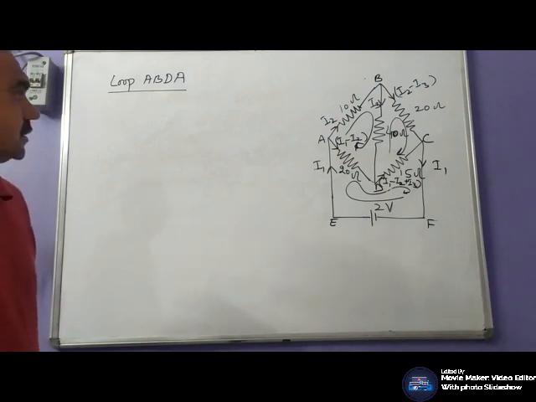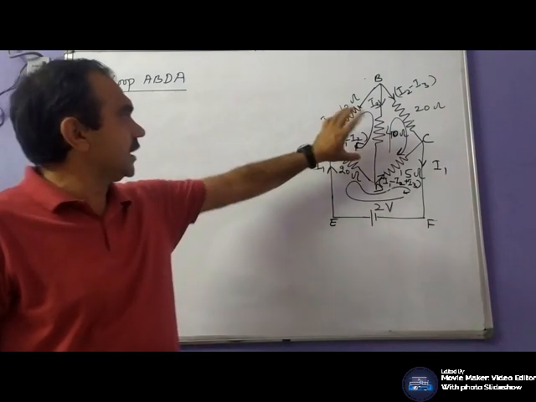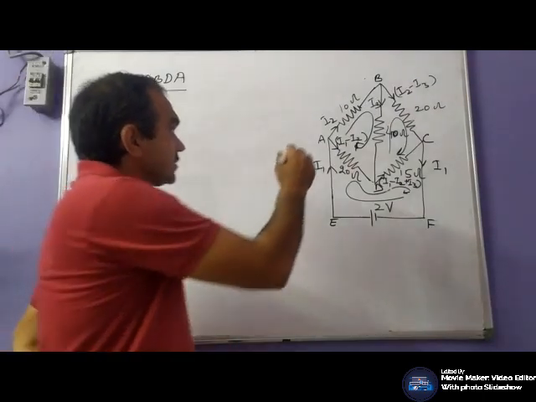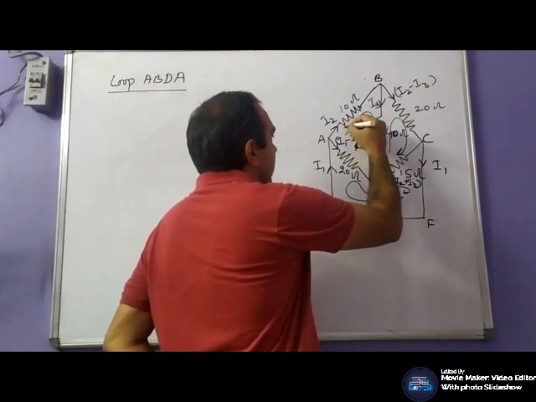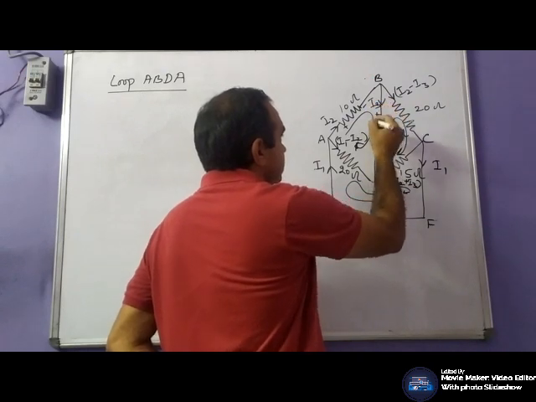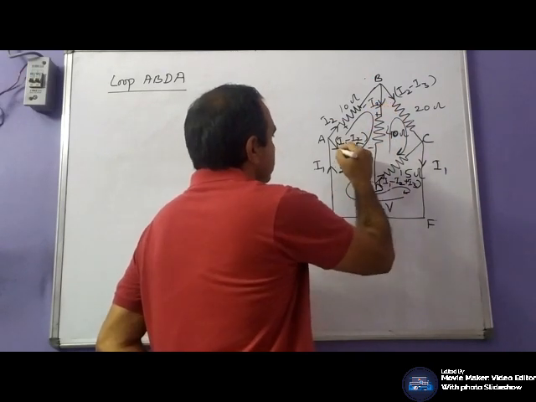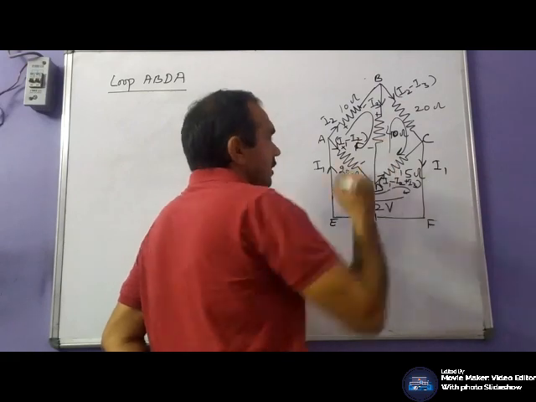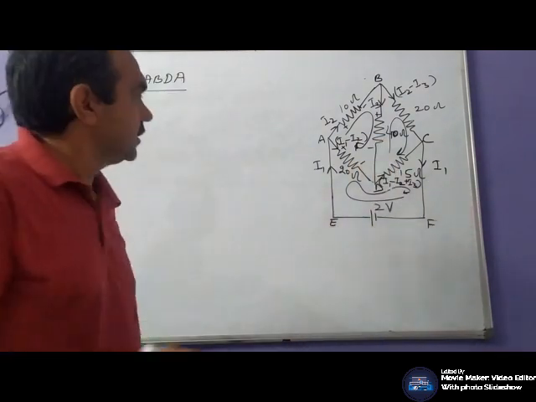Yes. A, B, D, A. This loop. Now direction of current is this. Mark the higher potential end and lower potential end. Here current is this. So this one is the higher potential. This is the lower. This is the higher, lower.